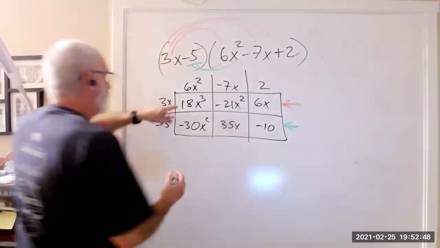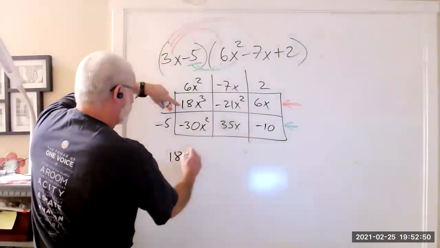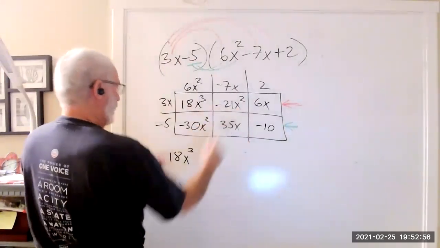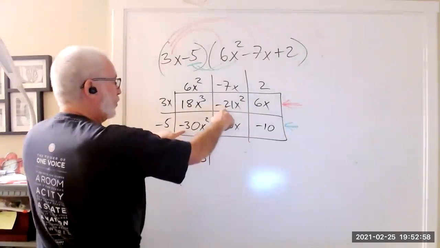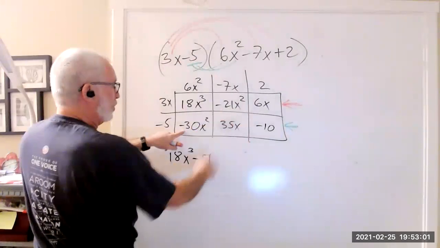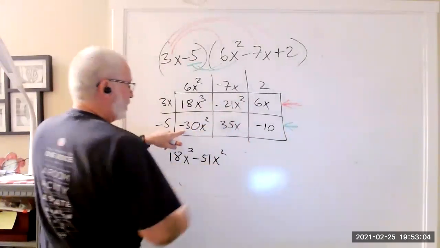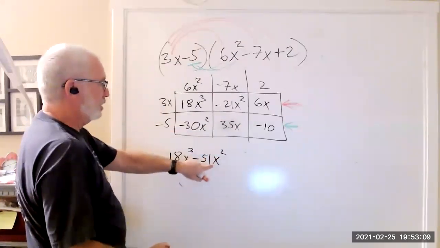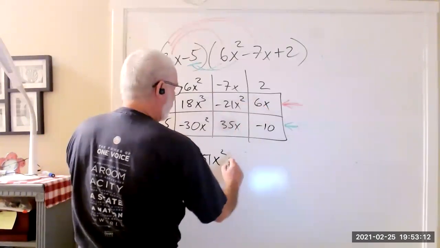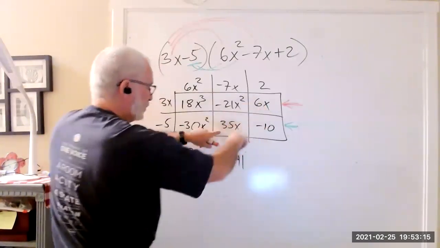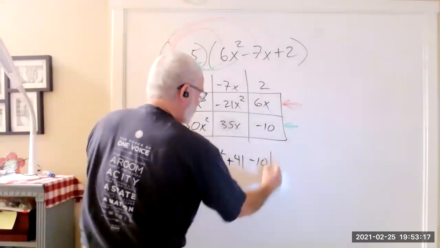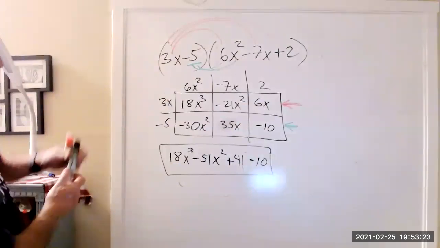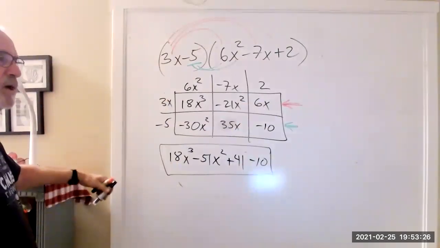So let's do it. I have x cubes, 18x to the third. X squareds, I have that, so I have -51. 30 and 21 make -51 x to the second. Remember, when you're adding or subtracting, you don't change the power. 6 and 35 is 41 of the x's, and the -10 just goes along for the ride. So that would be my final answer. And again, I don't care the method you use as long as you got there.